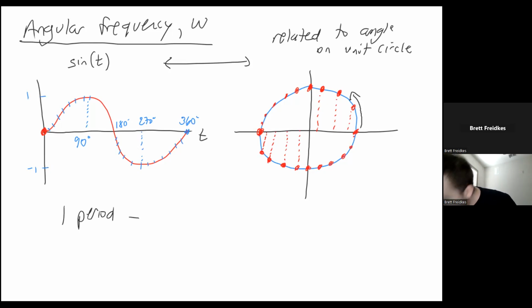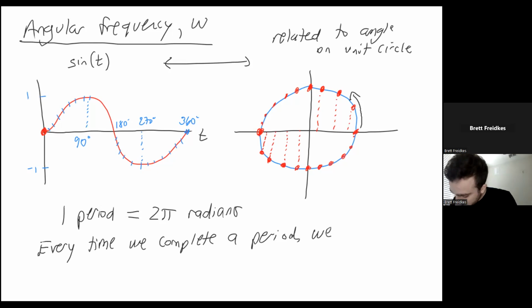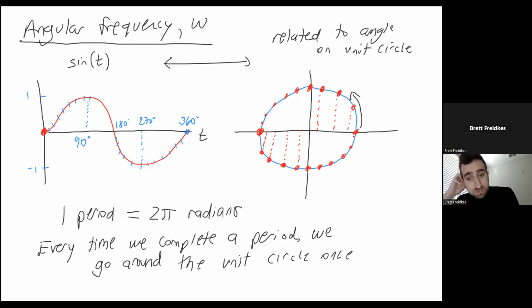is equivalent to 360 degrees, but we don't use degrees. We typically use radians, which means 2 pi radians. So every time I do a period, that means I'm going around the unit circle once. I'm going to write that down so we see it. Every time I complete a period, I go around the unit circle once.